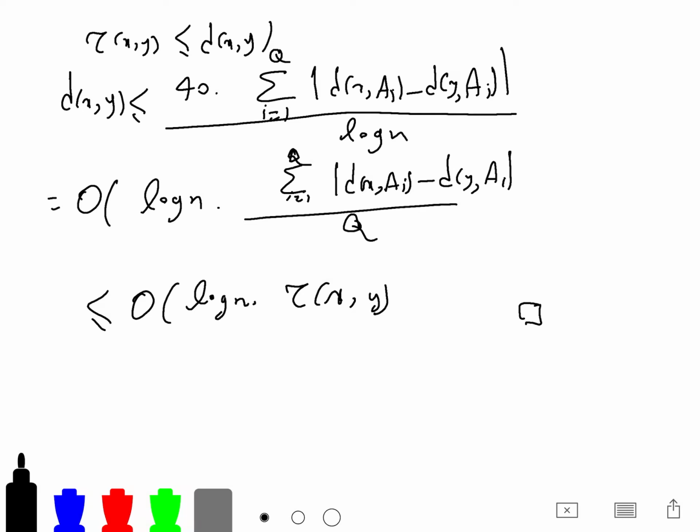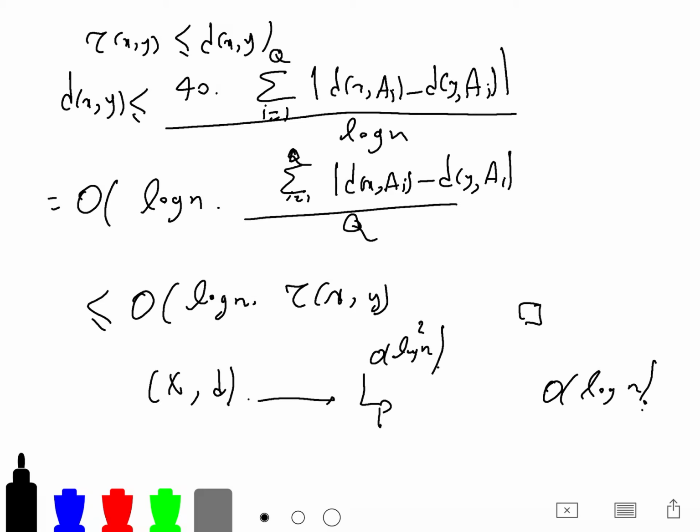We have proved this interesting and important theorem, that in polynomial time, for any metric space x and d, it can be embedded into LP of order log squared n dimensions with distortion order log n. And this is the paper from 1995 by people like Yuri Rabinovich. So this is another proof of Bourgain's theorem.